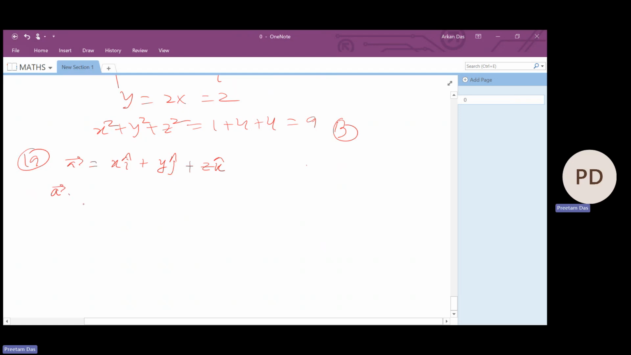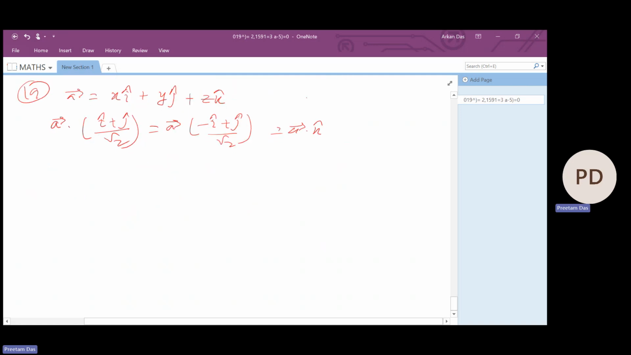So A dot I plus j by root 2 is equal to, according to the question, the projection of A on minus I plus j by root 2. And then A dot k. So you have to substitute the values. So you will get x plus y by root 2 equal to minus x plus y by root 2 equal to z. So you can clearly see you can get x is 0 from the first two equations. And y will be what? In that case, it will be root 2z.